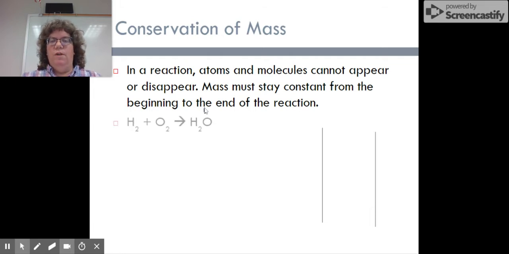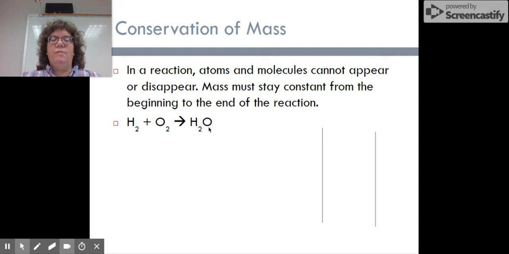Because of that, when we look at chemical reactions, we have to make sure that they're balanced, which means that there are the same number of atoms on the reactant side, or the left side of the equation, that there are on the right side. So all those numbers need to match up. As you can see in this reaction of making water, they don't, because there are two oxygens on this side, but only one oxygen on this side.